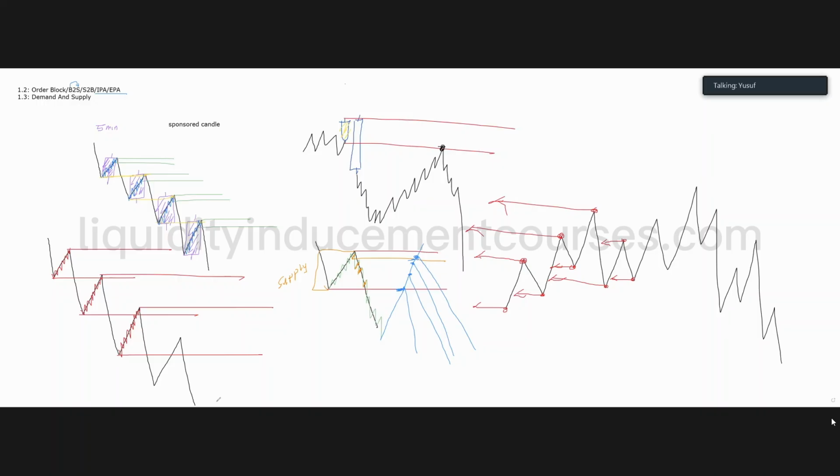But wait a minute. I did say something the other time. I said supply and demand is subjective. So does that now mean that order block is subjective? Aha. There goes the thought again. That is why you need to truly understand this market. You see, if you notice, everything done here was perfectly done.